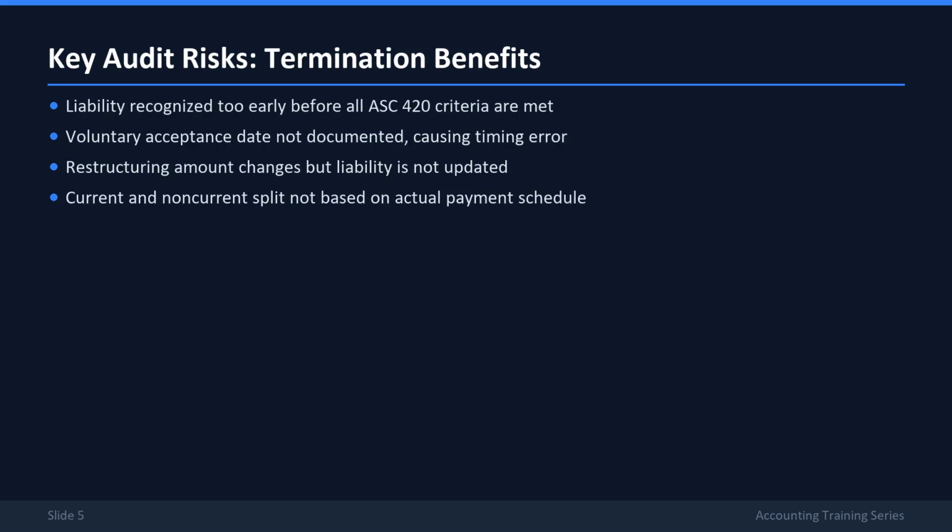For termination benefits, the greatest audit risk is premature recognition. Companies sometimes record a restructuring reserve as soon as management approves the plan internally, before the plan has been communicated to employees, which violates the fourth ASC 420 criterion. For voluntary benefits, the acceptance date must be clearly documented because recognition turns on that date. Once recognized, the restructuring liability must be updated whenever the estimated total changes. Finally, the split between current and non-current must reflect the actual planned payment schedule, not an arbitrary allocation.